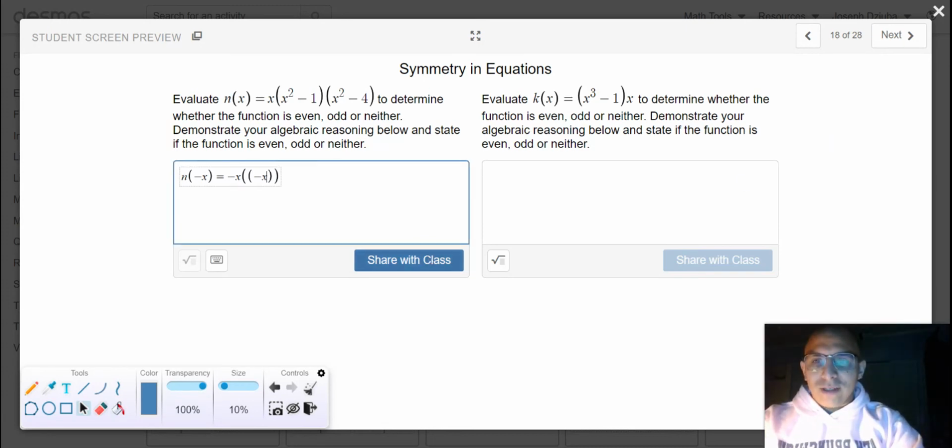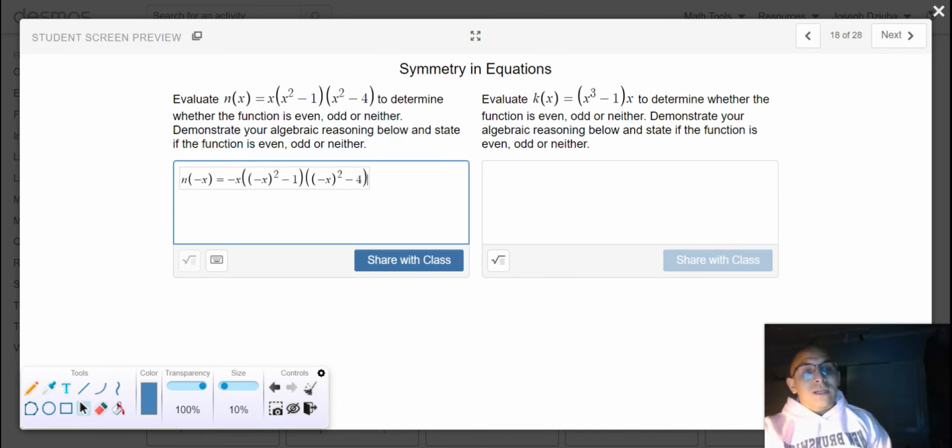So, as I was saying, we're going to substitute a negative x for any location that we had an x variable, because that is our input. Negative x to the second power minus 4. But we're not looking to expand what we're seeing. If it's in factored form, leave it in factored form. We're determining whether or not the function will be the same or if it will be its opposite.